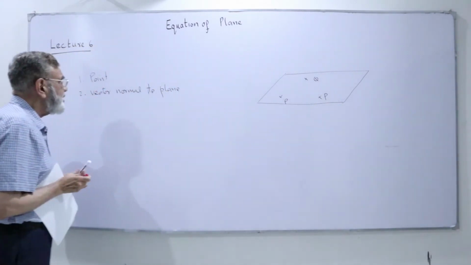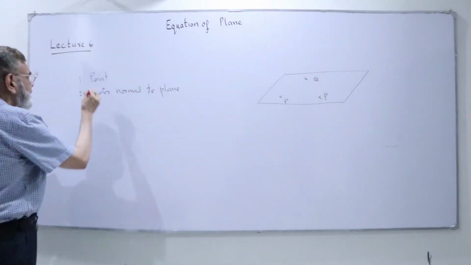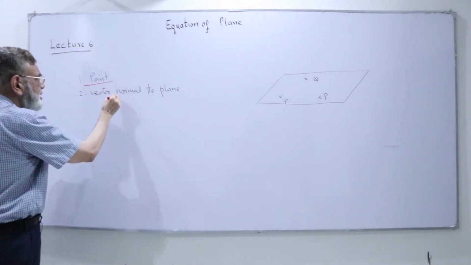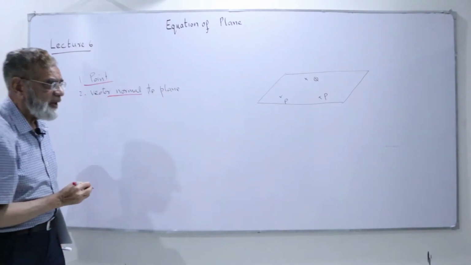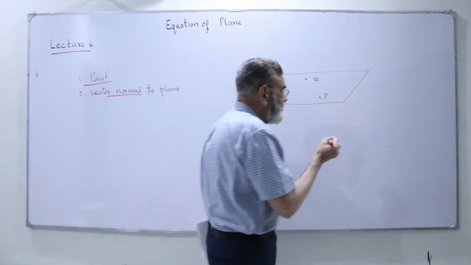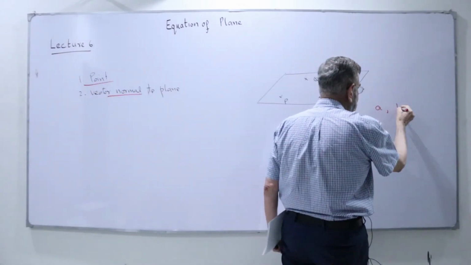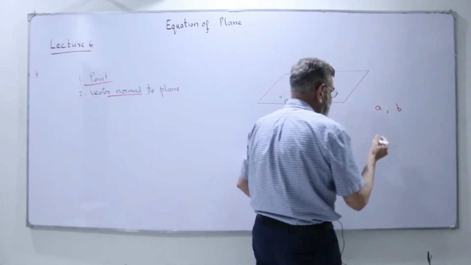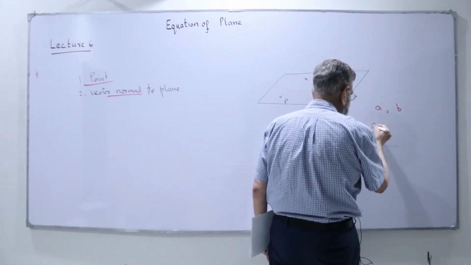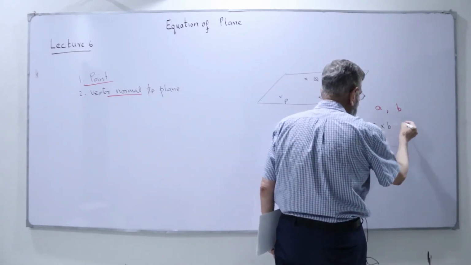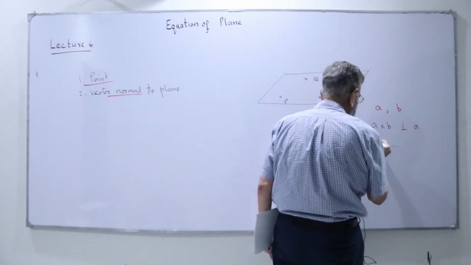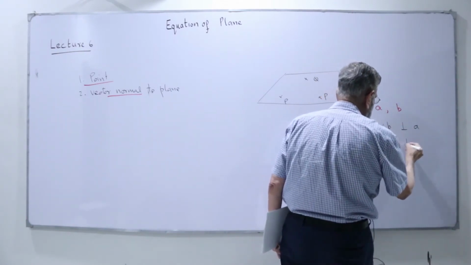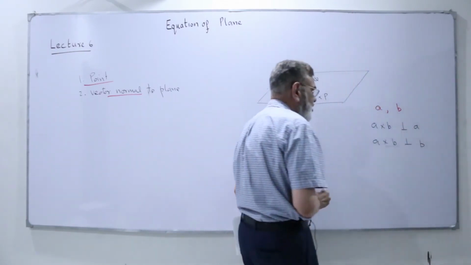But what do we need? We need two things. We need a point. Points are given, but the normal vector is missing. How can you find the normal vector? If you remember, we have two vectors A and B, and if we take the cross product of vector A and B, what do we get? We get vector A cross B. A cross B is normal to A, and A cross B is normal to B. That's the definition of the cross product.